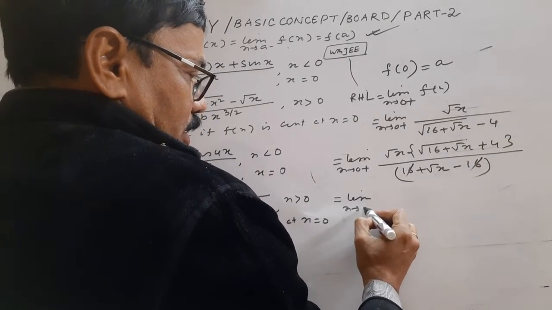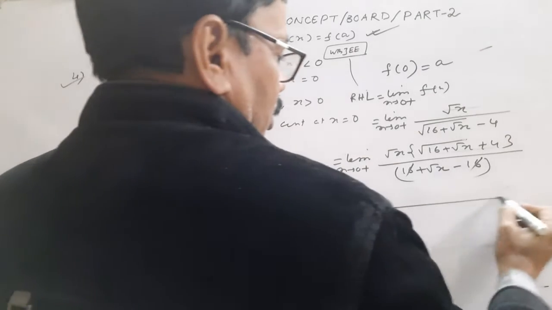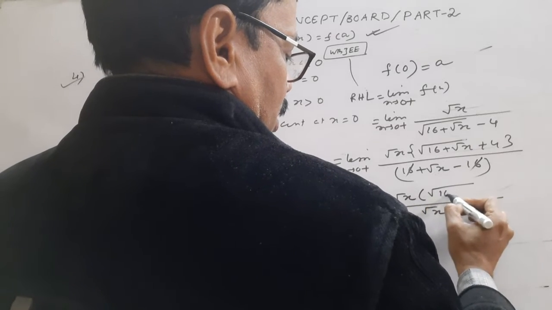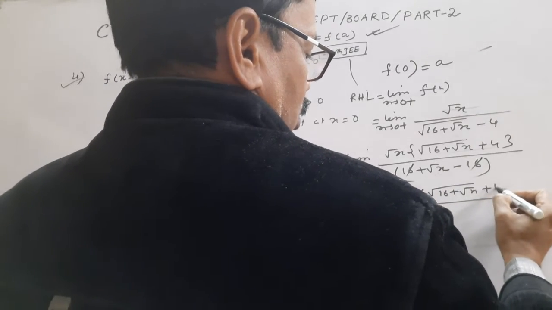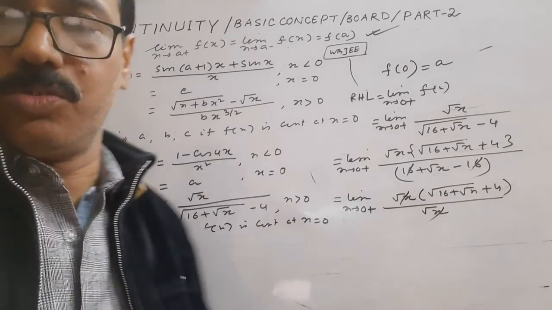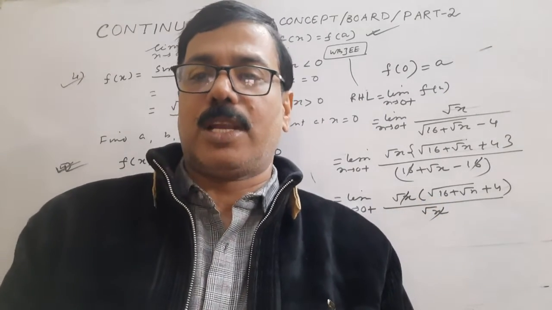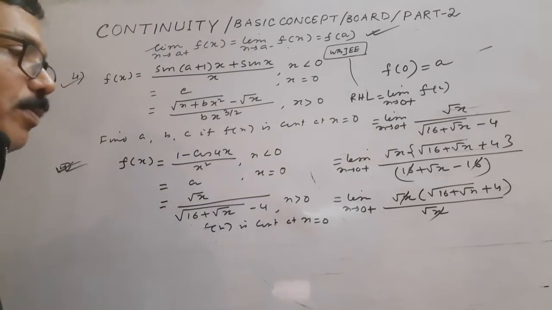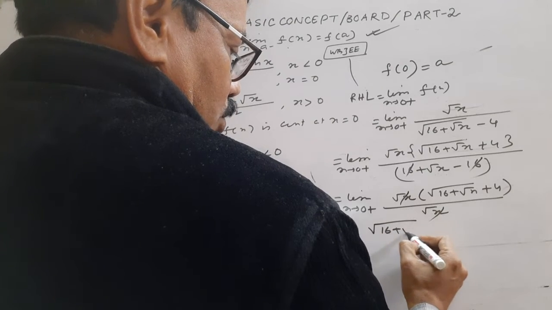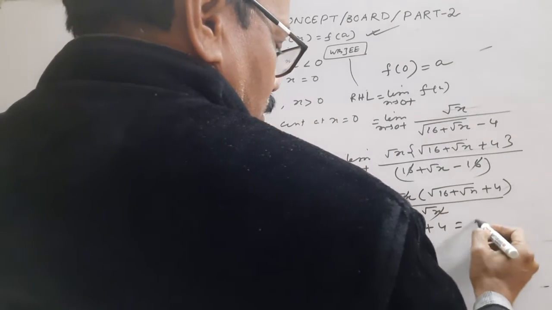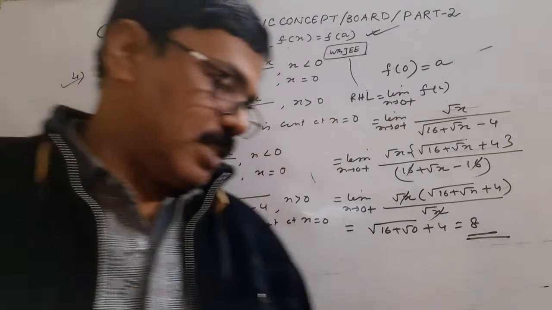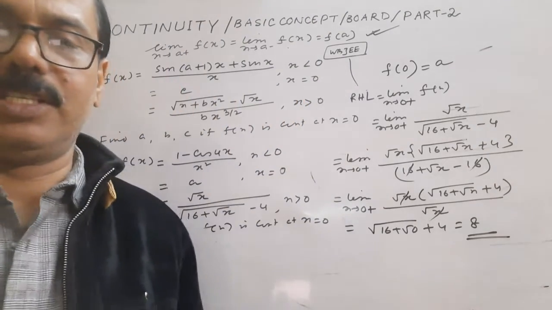So limit x tends to 0 plus, root x into (16 plus root x plus 4). So root x cancels. X tends to 0, so our main aim is to cancel x, then put x equals 0. So 16 plus root 0 plus 4, this is 8. So what is the value of the right hand limit? Value of the right hand limit is 8.